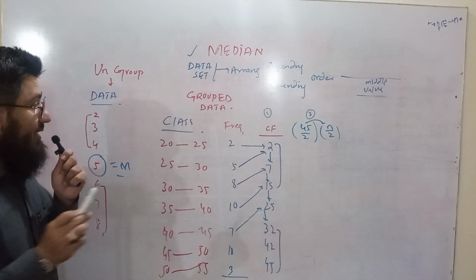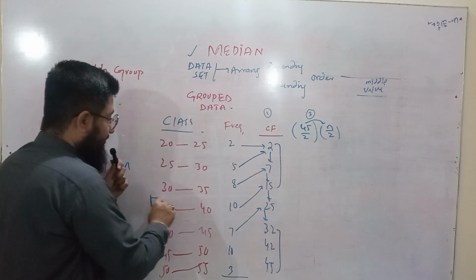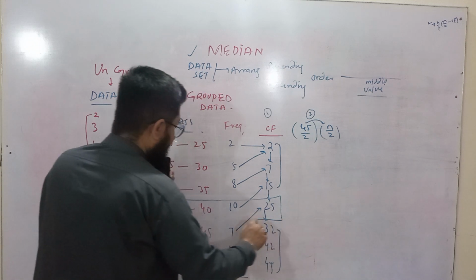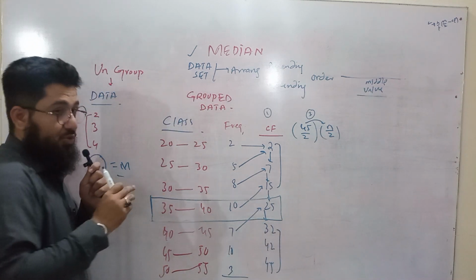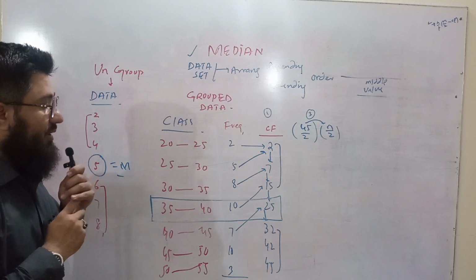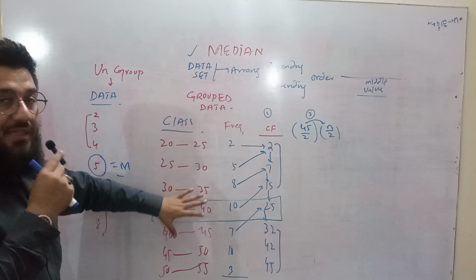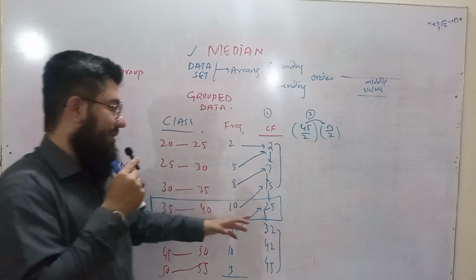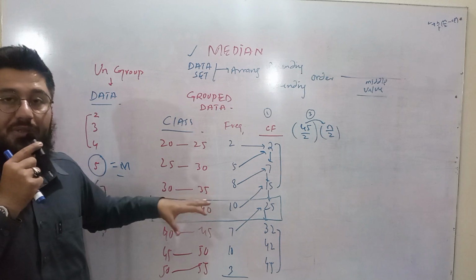From the group data point of view, you must mark this for your ease to solve it in a very easy way. Enclose it in a box, and this is the point that is going to help you solve the median of this data. So for now, we can say that 25 is the cumulative frequency which is telling us about the median.